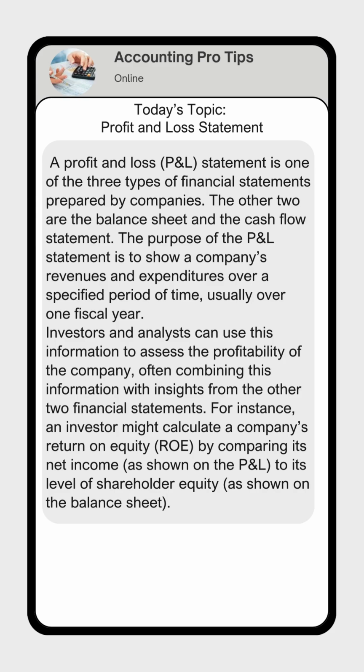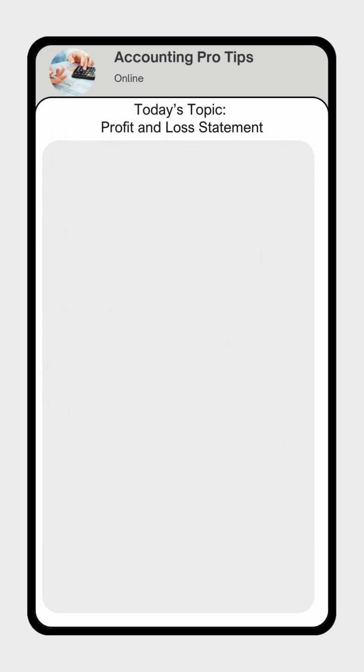Investors and analysts can use this information to assess the profitability of the company, often combining this information with insights from the other two financial statements. For instance, an investor might calculate a company's return on equity (ROE) by comparing its net income, as shown on the P&L, to its level of shareholder equity, as shown on the balance sheet.